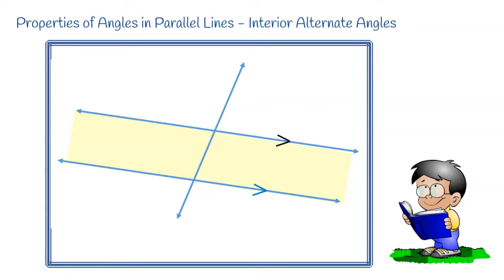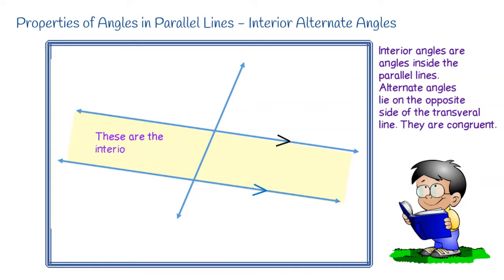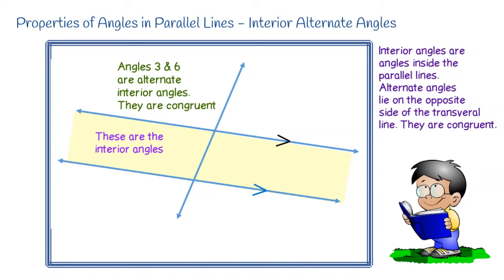Interior alternate angles. Interior angles are angles inside the parallel lines. Alternate angles lie on the opposite side of the transversal line. They are congruent. This is the yellow area. Angles 3 and 6 are alternate interior angles. They are congruent. They have the same measures.